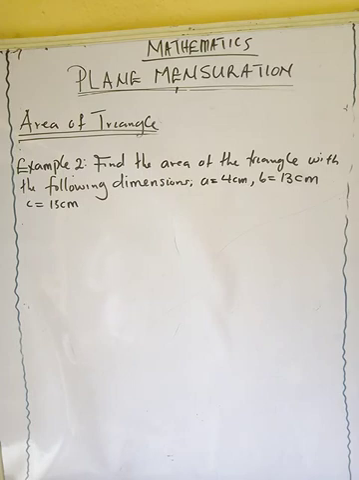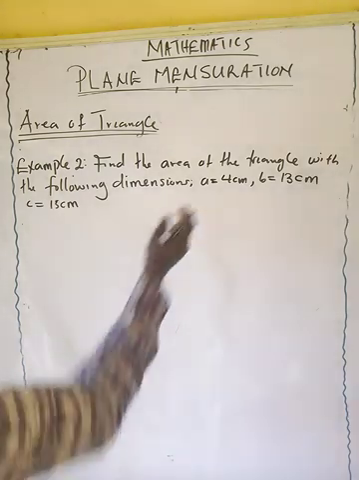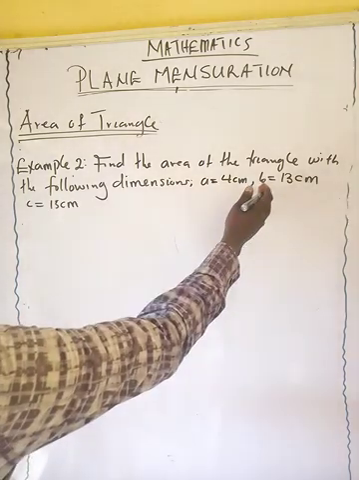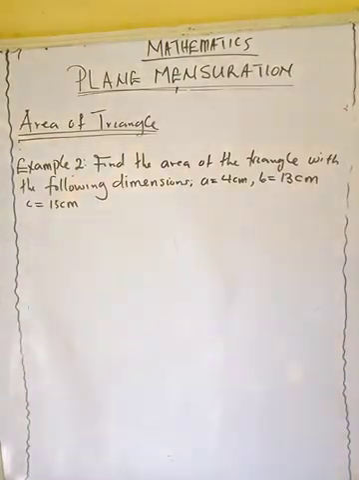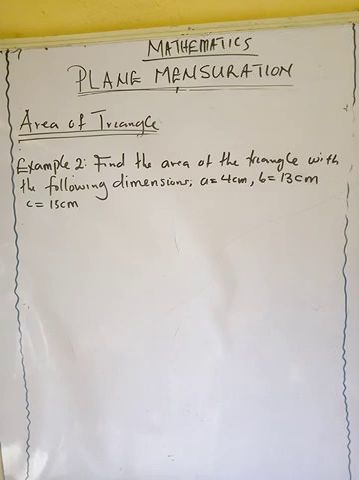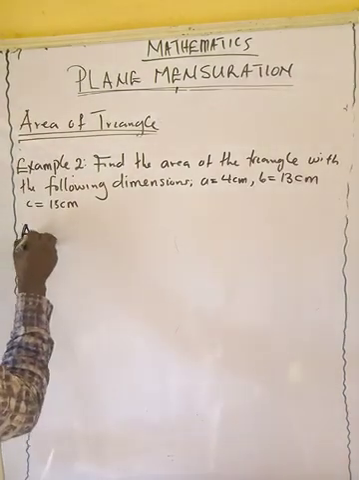So this is an example. Find the area of the triangle with the following dimensions. A equals 4 centimeter, B equals 13 centimeter, then C equals 15 centimeter. So the three sides are given to us. So automatically what we are going to use now is Hero's formula. And what is Hero's formula to calculate for area?